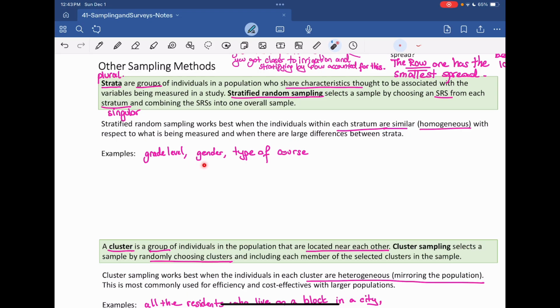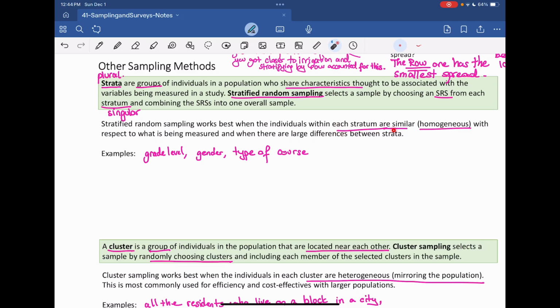Or we could stratify by gender if it matters, or we could stratify by type of course if it matters. So you shouldn't just stratify for the sake of stratifying. You need to stratify with some kind of goal in mind. If you think the results will be affected by the different groups that exist in your population, you should stratify. That is good. If you don't think it will affect the results, then there's no point in stratifying.